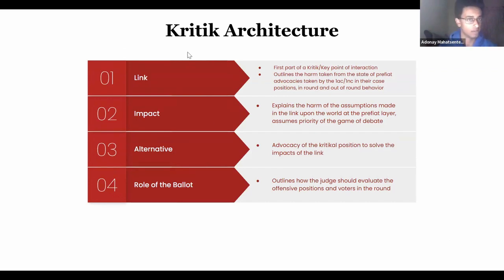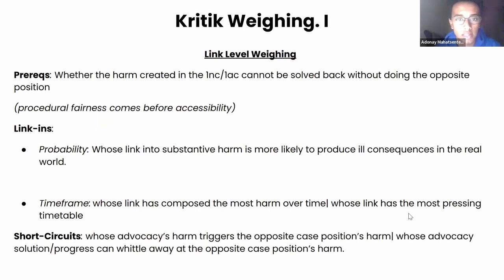In PF, we don't have counterplans, so you can't really take any policy action. So most of this is just going to be discourse, or what's happening in round between you and I talking and how that could change the world. Roll of the ballot is just how the judge should evaluate the positions read in the round because of the K. Any questions about those parts? Okay, in that case, we'll move on to weighing the link.